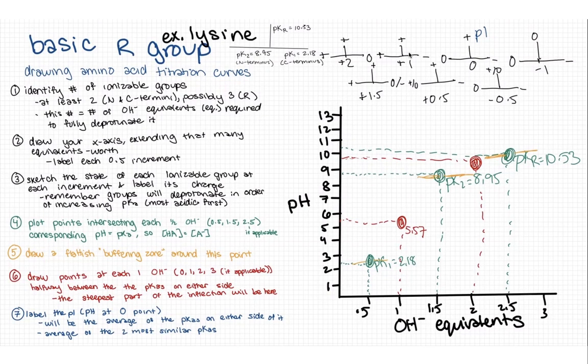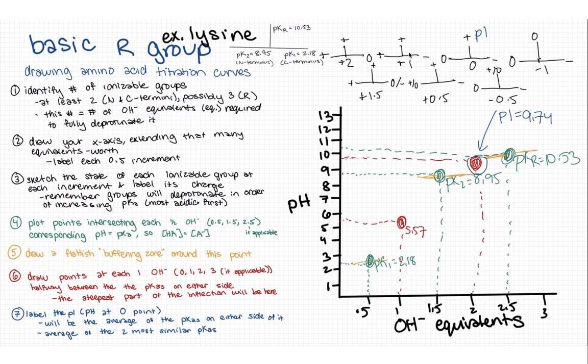So this is going to be the average of the 2 closest pKas. And this is going to be our PI. This is the point at which we have a charge of 0. So this is going to be our PI, and that's going to be equal to 9.74, which is the average of 10.53 and 8.95.